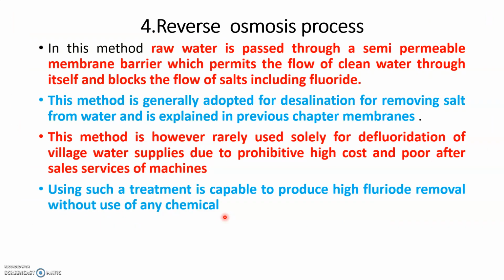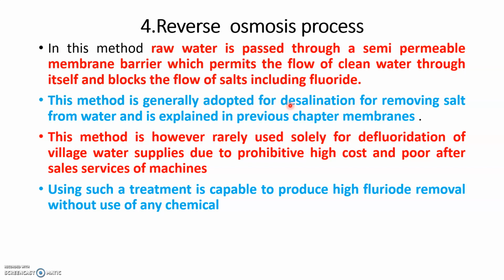The reverse osmosis technique we have studied previously, as well as nanofiltration, in the membrane chapter. What happens there is you pass the water through a semipermeable membrane barrier which permits the clear water and blocks the salt content, and in that salt content there will be fluoride, which is held back.